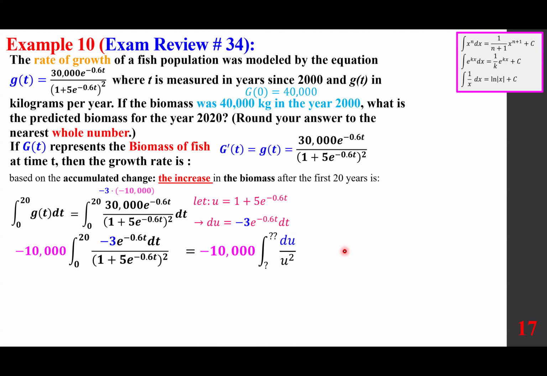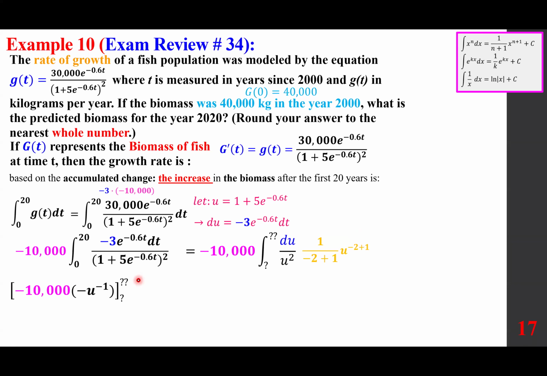We will figure out the limits in a moment, but I hope we've done this a number of times. This is 1 over u squared, or u to the power of -2. Makes it 1 over -2 plus 1, u to the power of -2 plus 1. This is -1, this is -1. So minus 10,000 times negative u to the power of negative.